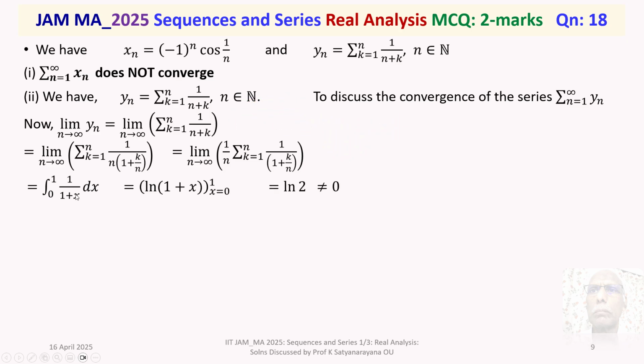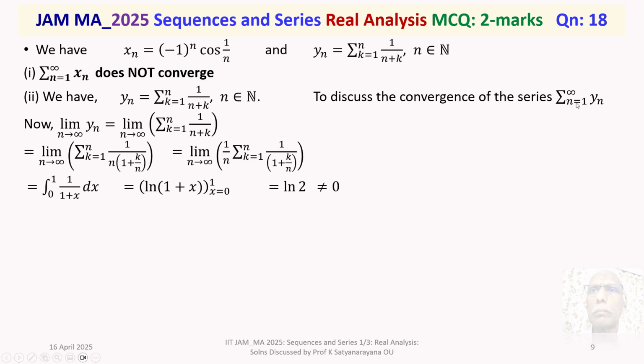That is equal to, after integration, ln of 1 plus x to be evaluated between x is equal to 0 to x is equal to 1. For the upper limit ln of 1 plus 1, that is ln of 2. For the lower limit ln of 1 plus 0, that is ln of 1. ln of 1 is 0. So ln of 2, which is not equal to 0, is the limit of the nth term of the sequence. Limit of that is ln 2, which is not equal to 0.